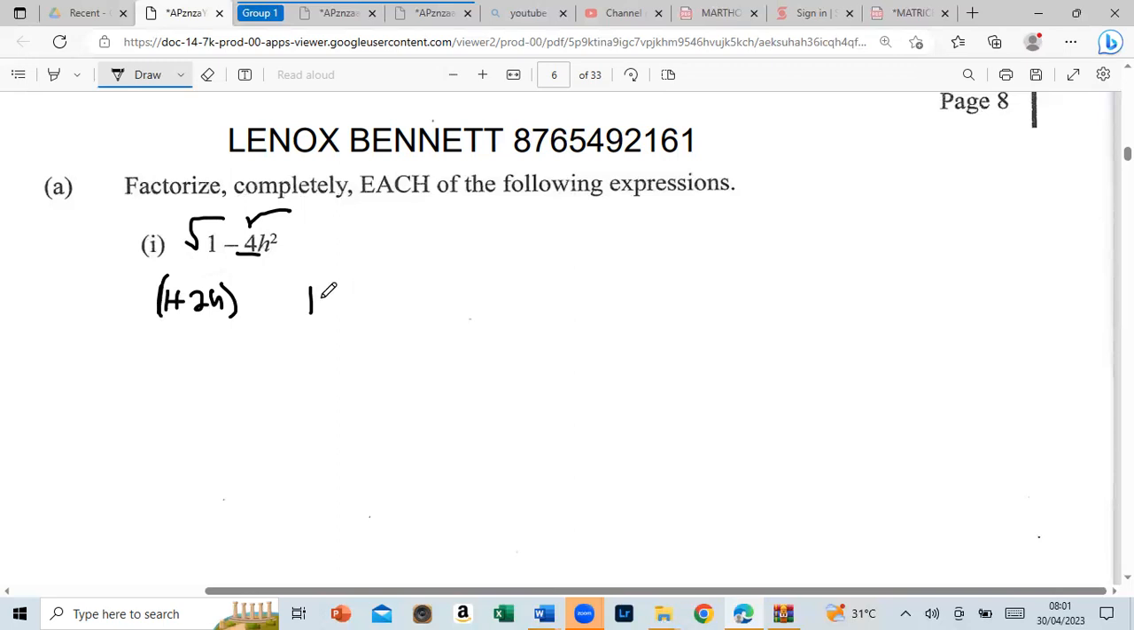What's the one gone? One negative. So that's it. They're just trying to be smart. All right, so that would be 1 plus 2h, and then times 1 minus 2h. Let's move on, guys.